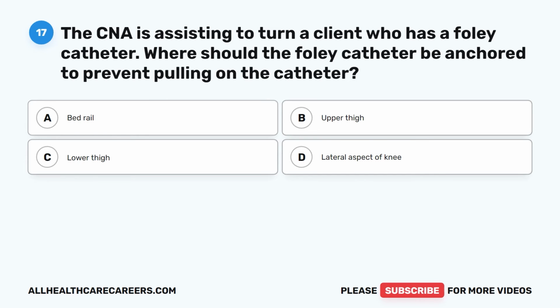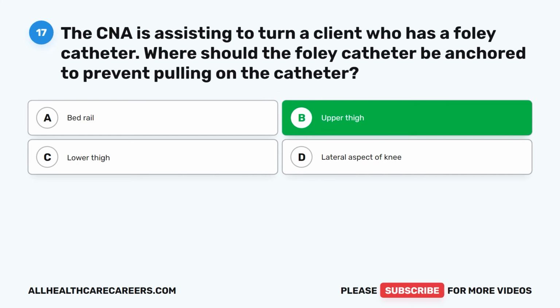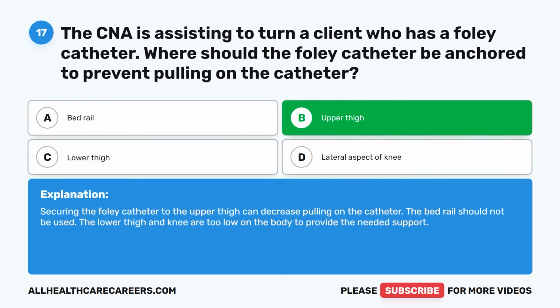Where should the Foley catheter be anchored to prevent pulling on the catheter? A. Bed rail. B. Upper thigh. C. Lower thigh. D. Lateral aspect of knee. The correct answer is B. Upper thigh. Securing the Foley catheter to the upper thigh can decrease pulling on the catheter. The bed rail should not be used. The lower thigh and knee are too low on the body to provide the needed support.